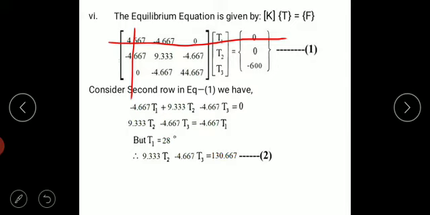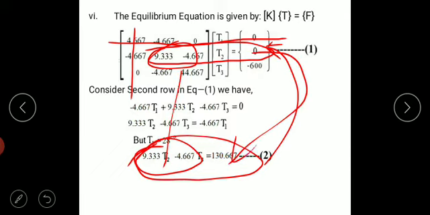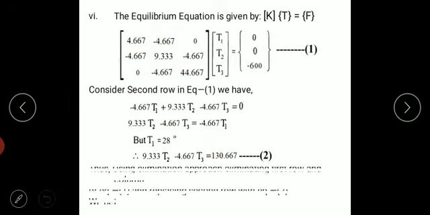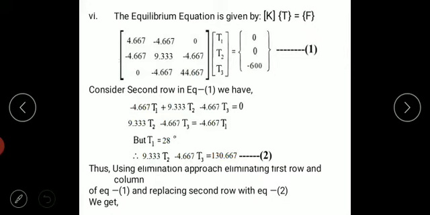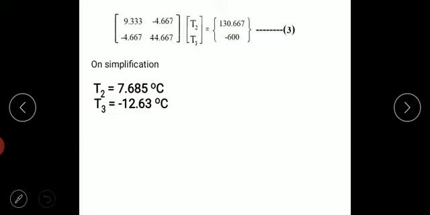At the same time, I am going to replace equation 2 in equation 1's second row. This means these values remain the same here, only the 0 value I am going to substitute with 130.667. Okay. So the same thing I have written in text: using the elimination approach, eliminating the first row and column of equation 1 and replacing the second row with equation 2, we get two simultaneous equations, or a 2 by 2 matrix. If I solve, I'll get T2 is equal to 7.685 degrees Celsius, T3 is equal to minus 12.63.